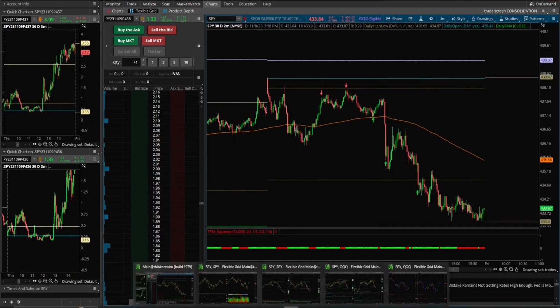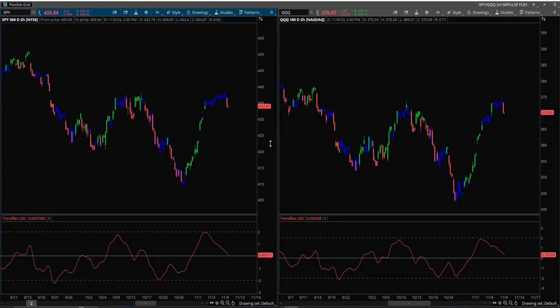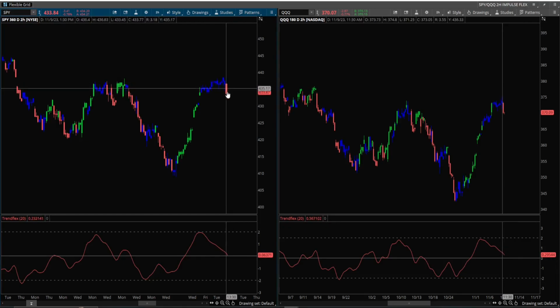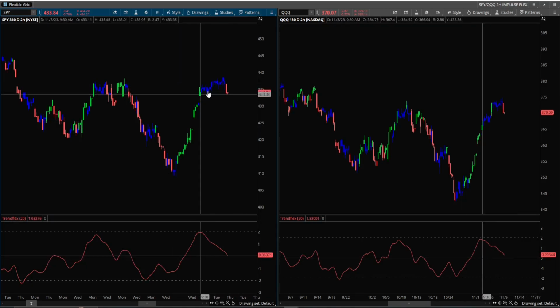Going back to our 2-hour chart, as you can see, our impulse candles did turn red. So this is an indication of more of a bearish trend starting. And as you can see here on our trend flex, we are pulling into those zero lines. So pretty big reversal coming in today, with a good bit of volume compared to the rest of the week.